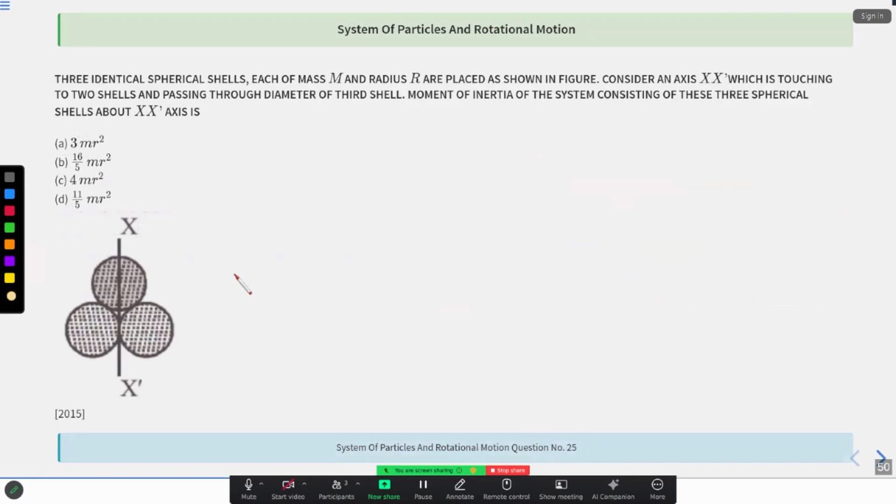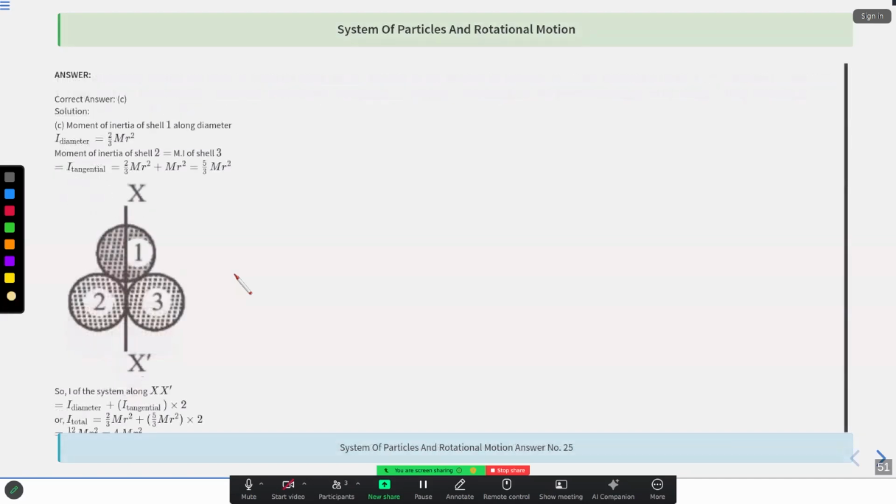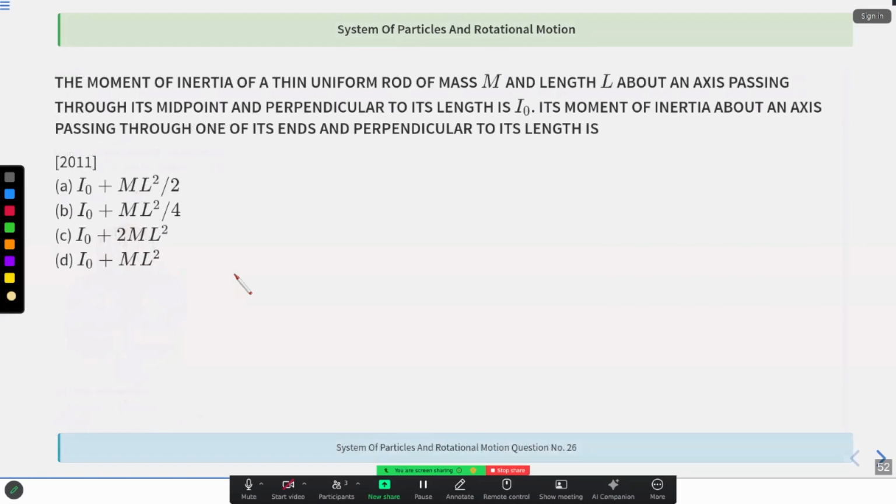Three identical spherical shells, each of mass m and radius r, are placed as shown in the figure. Consider an axis x dash, which is touching the two shells and passing through the diameter of the third shell. The moment of inertia of the system consisting of the spherical shells about the x dash axis is. This is the thing which we had discussed yesterday also. Okay, moving to the next question.